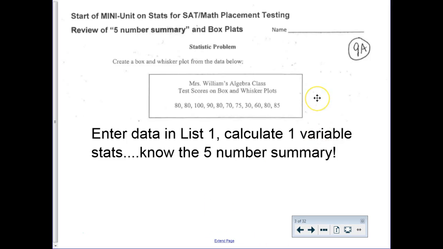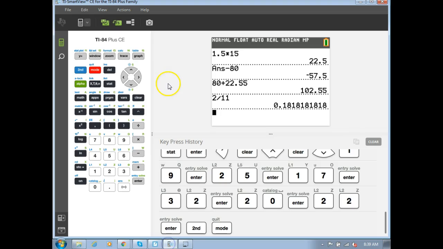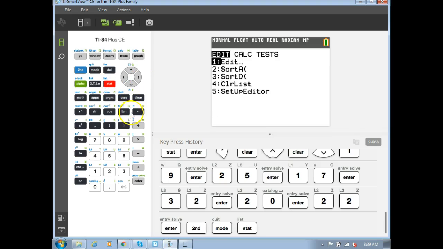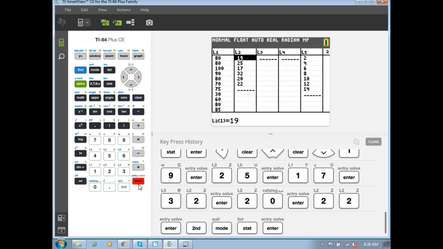So what we're going to be given in this first question, we have some test scores from an algebra class. There they are. And I want you to enter the data into list 1. So just like you did before, go to Stat, Edit. I've already entered mine, of course, but I would suggest you place it in list 1 like I have it, but you don't have to. It can be anywhere. Just make a little mental note where you placed your data.